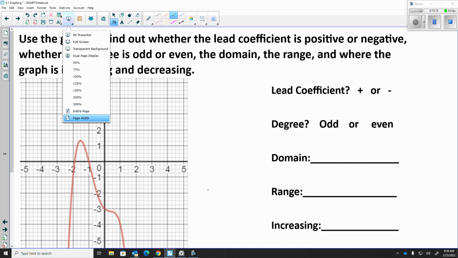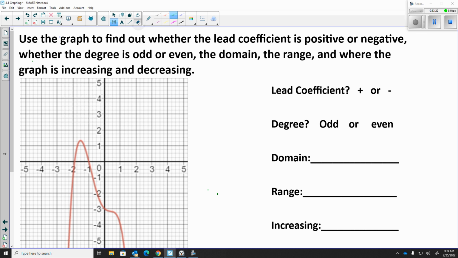All right, it says we want to use this graph. Oh gosh, sorry. You're gonna kill me one of these days, man. I'm gonna crack my head open on that table.